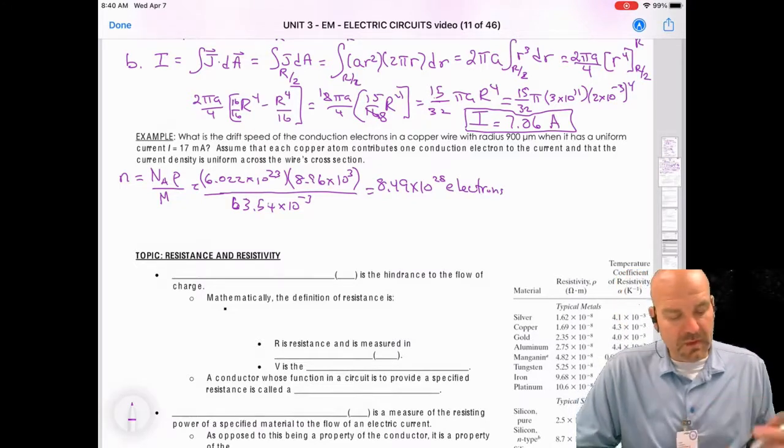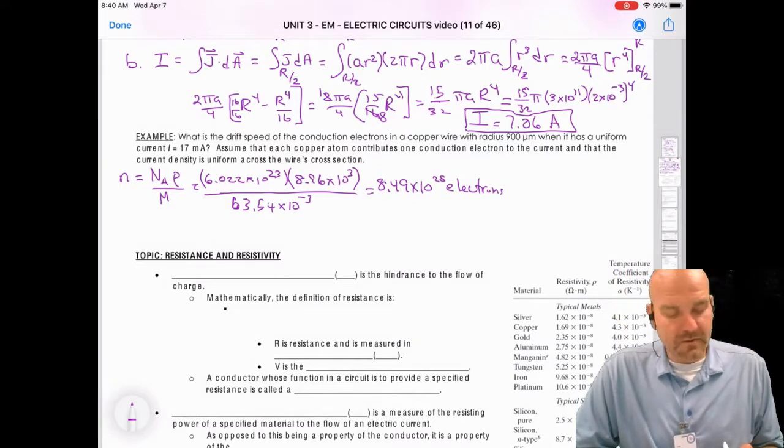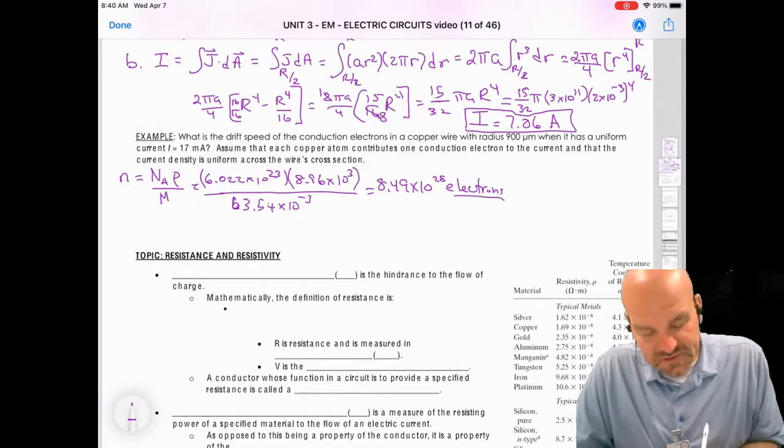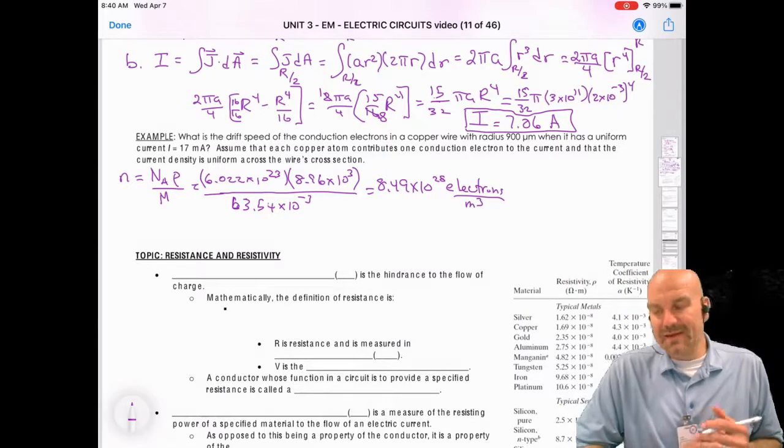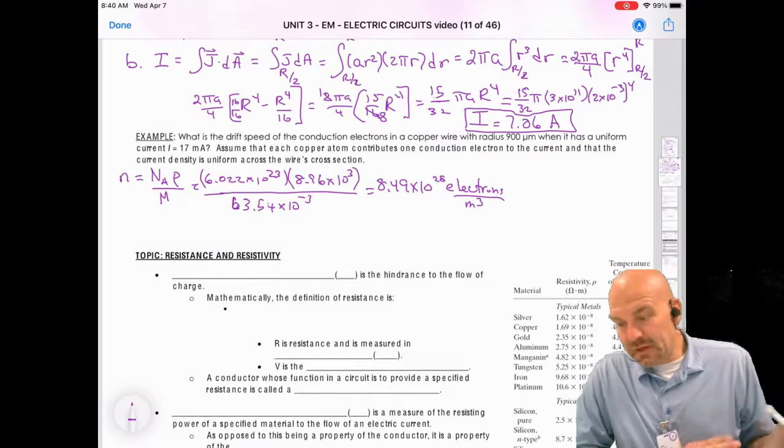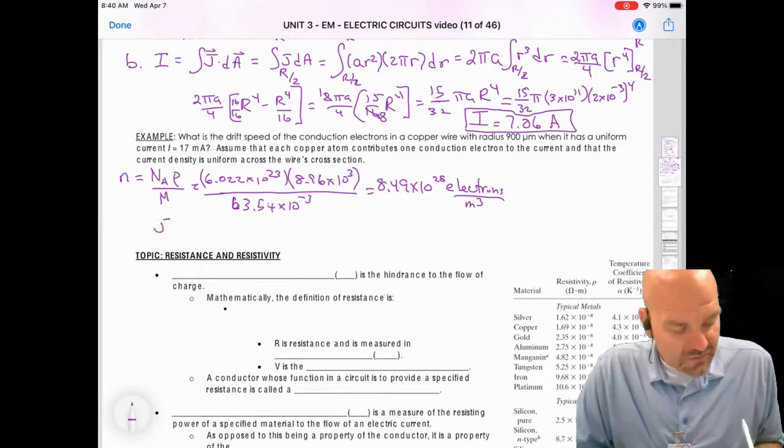Really per cubic meter, because if I go through, this is particles per mole, this is kilograms per mole, right? And this is in kilograms per cubic meter. So it's still electrons per cubic meter is my N number, okay? And so now I can use my drift equation formula. So J equals N E V D.